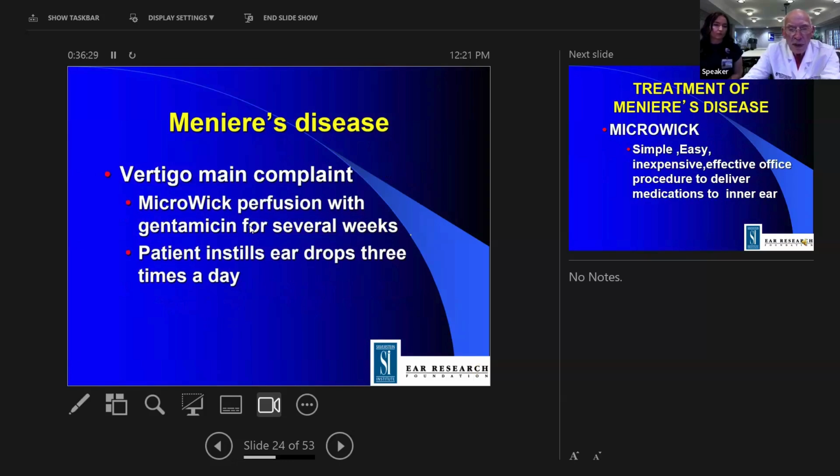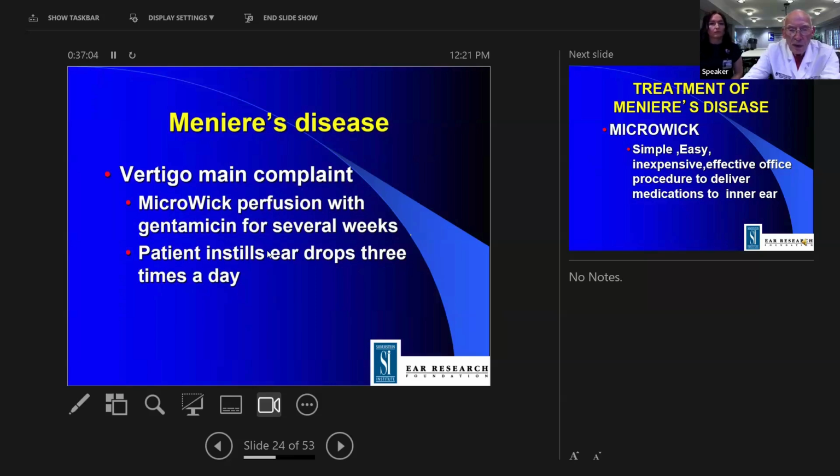So when vertigo is the main complaint, we can treat the patients with a microwick and perfuse their inner ear with gentamicin. For several weeks, we dilute the gentamicin and the patient instills the drops into the inner ear several times a day. And we see the patients weekly to see when to stop the treatment. In this treatment, the gentamicin acts to destroy the balance mechanism of the inner ear.